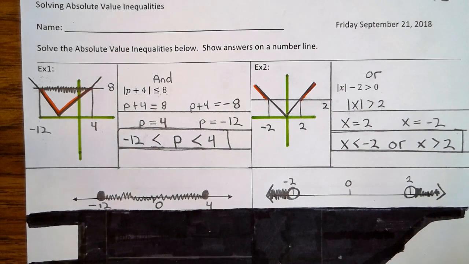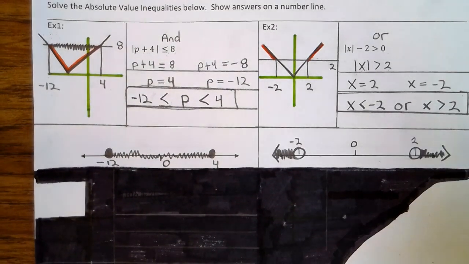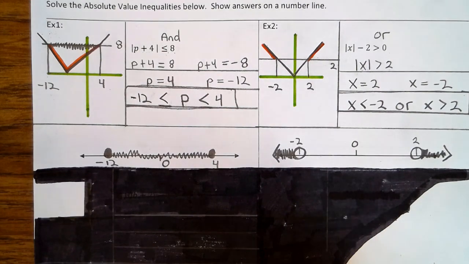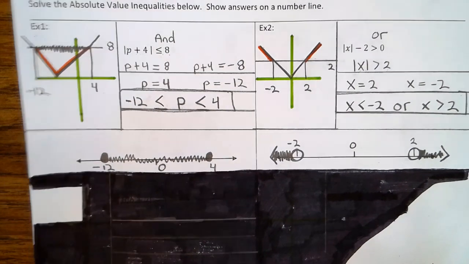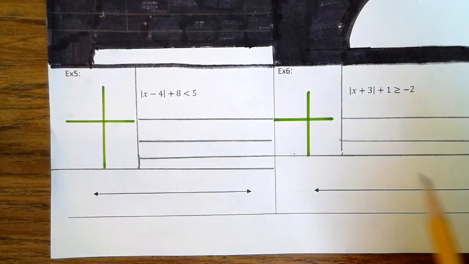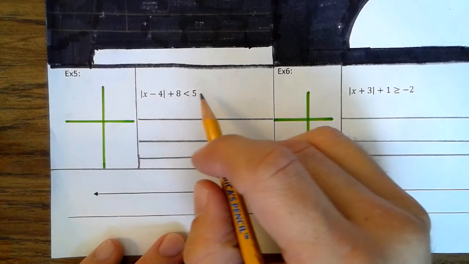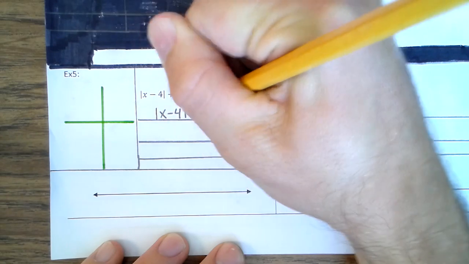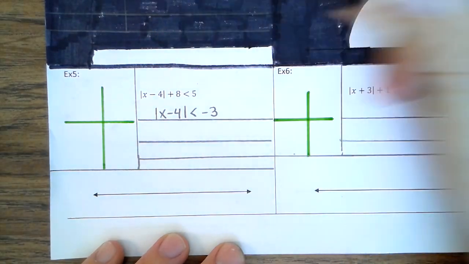All right, so now I've omitted examples 3 and 4. So if you would just omit it or mark it out, and let's move on to example 5. All right, example 5. Step 1, isolate the absolute value. So we're going to subtract 8 from both sides. So the absolute value of x minus 4 is less than negative 3.